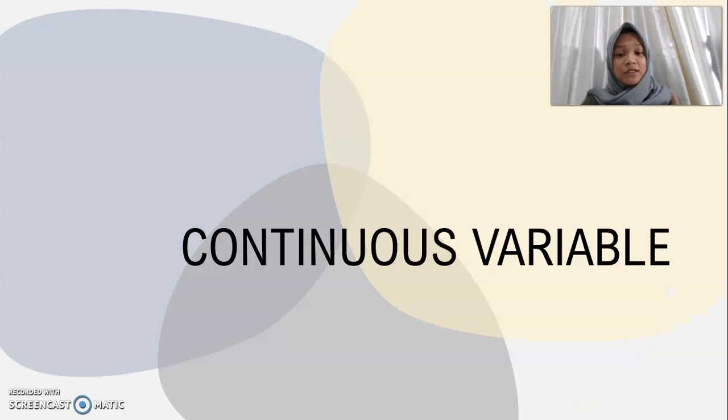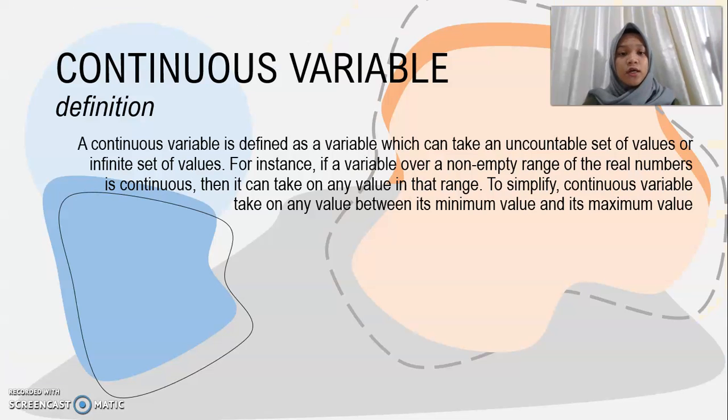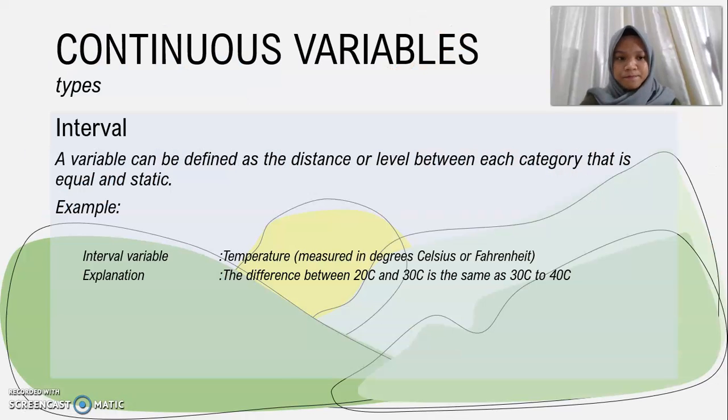The second type is continuous variable. Continuous variable is defined as a variable which can take an uncountable set of values, or infinite set of values. To simplify, continuous variable takes on any value between its minimum value and its maximum value. And there are also two types. The first one is interval. A variable can be defined as the distance or level between each category that is equal and static. The keyword is equal and static.